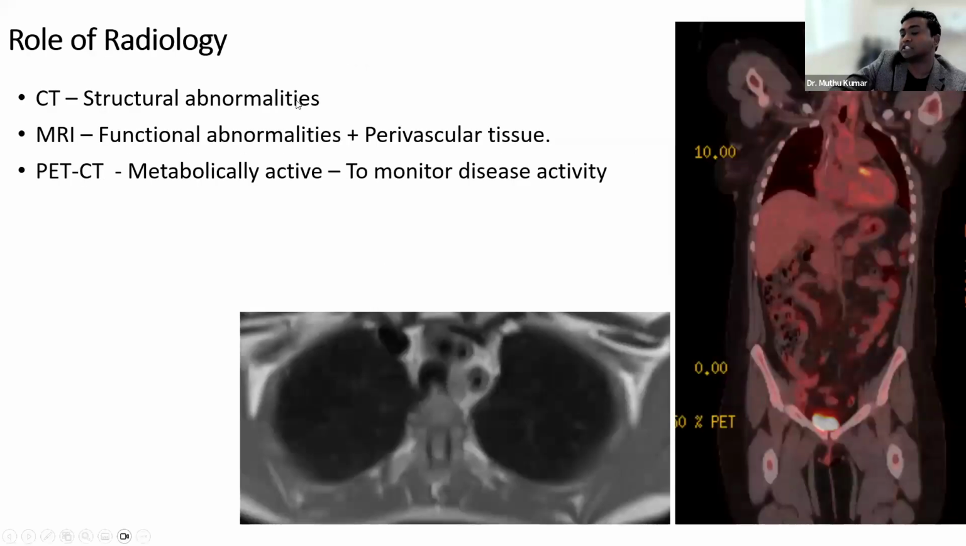The role of radiology: CT is used for structural abnormalities, MRI is used for functional abnormalities and perivascular tissue assessment, and PET-CT is to assess whether the disease is metabolically active. For example, this is a patient with giant cell arteritis. You can clearly see the branch vessels from the aorta. There is perivascular thickening in these T1 black blood images, and this is the same patient who underwent PET-CT. You can clearly see with the FDG PET that the activity along the aorta as well as the branch vessels is increased, indicating the patient is having acute active vasculitis.